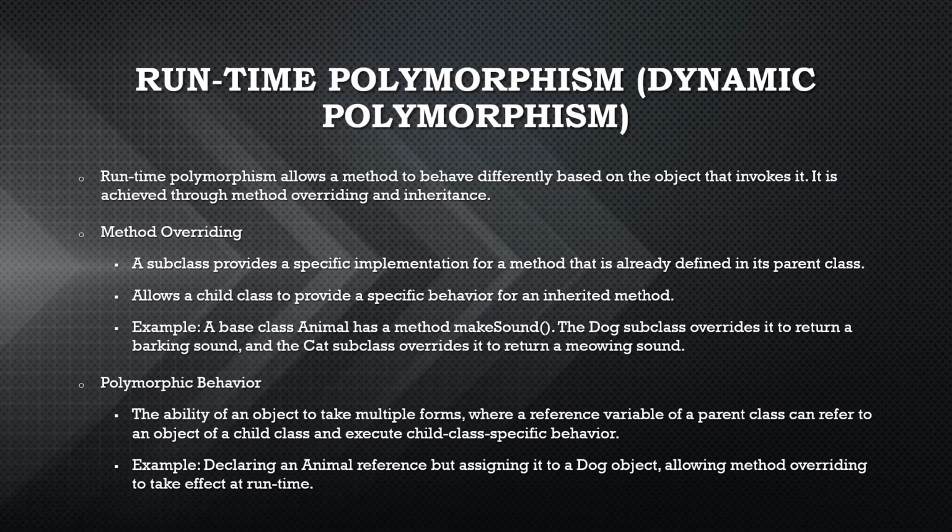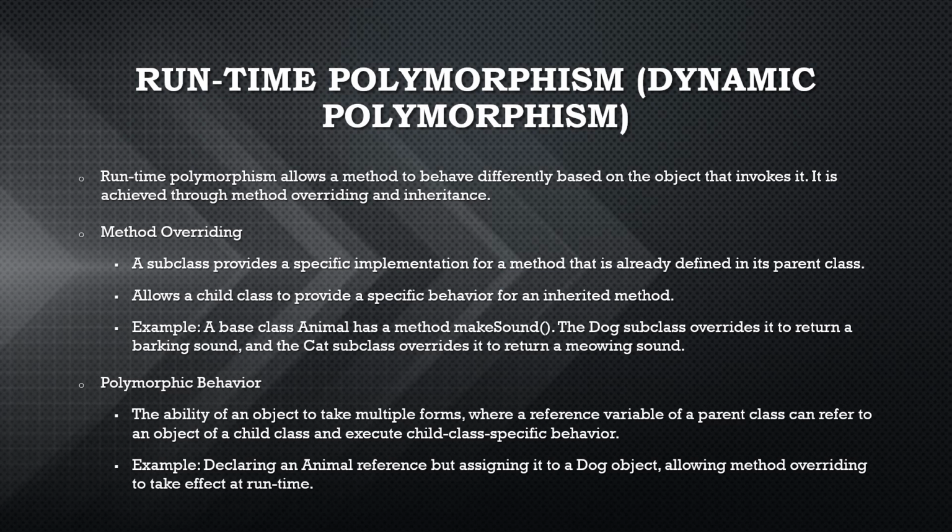Runtime polymorphism, also known as dynamic polymorphism, allows a method to behave differently based on the object that invokes it, primarily achieved through method overriding and inheritance. In method overriding, a subclass provides a specific implementation for a method already defined in its parent class, enabling it to tailor the inherited behavior. For instance, if a base class animal has a method makeSound, the dog subclass might override it to return a barking sound, while the cat subclass could return a meowing sound.